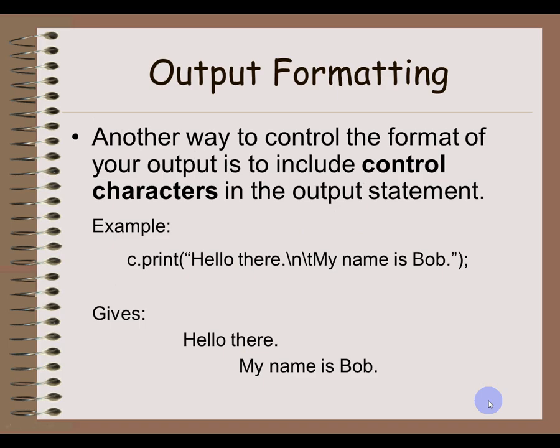An alternative way to control the format of your output is to use something called a control character in the output statement. So in this example here, I've put two control characters. I've put \n and \t. The \n control character is a short form for saying pressing the return button or hitting enter. The \t is a short form for saying I want to hit tab. So this code here, all in one line, would output hello there, enter, or \n, tab, or \t, and then my name is Bob.